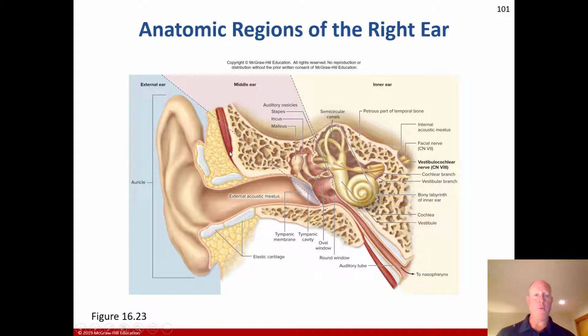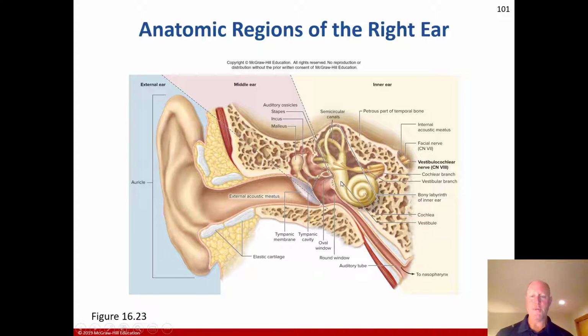showing the anatomic regions of the right ear. We have our external ear visible out here, this being the auricle of the ear, then the middle ear showing in here. We have our external acoustic meatus right through here, and the tympanic membrane here, our elastic cartilage. We have our tympanic cavity. We have our oval window, our round window.